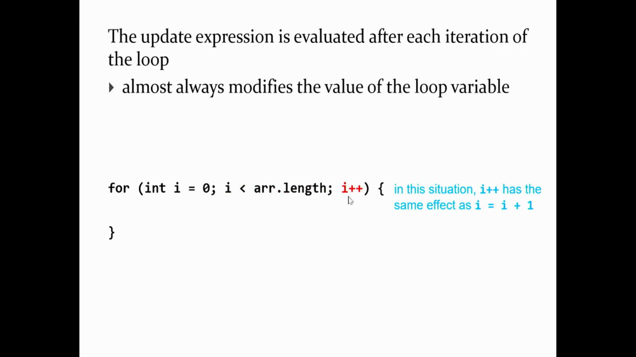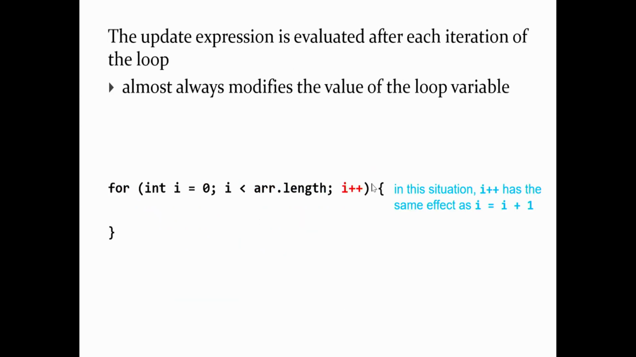And then finally, the update expression is evaluated at the end of every loop iteration. Almost always you modify the loop variable, but not always. So at the end of every loop iteration, I want to increase the value of I by 1. You can write I plus plus, you can write plus plus I, you can write I plus equals 1, you can write I equals I plus 1. They're all the same thing in this case, and they're all perfectly valid. Most Java, C, C++ and C# programmers will write I plus plus or plus plus I at the end.